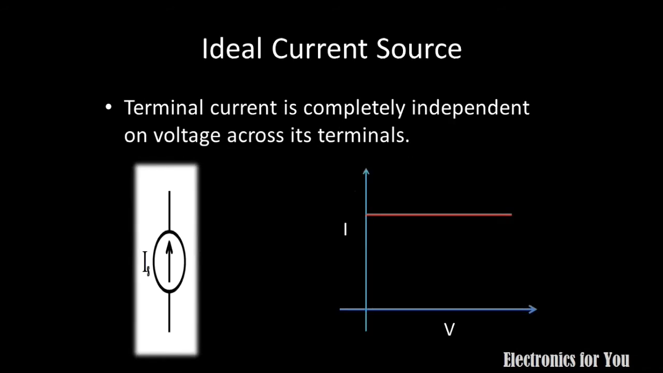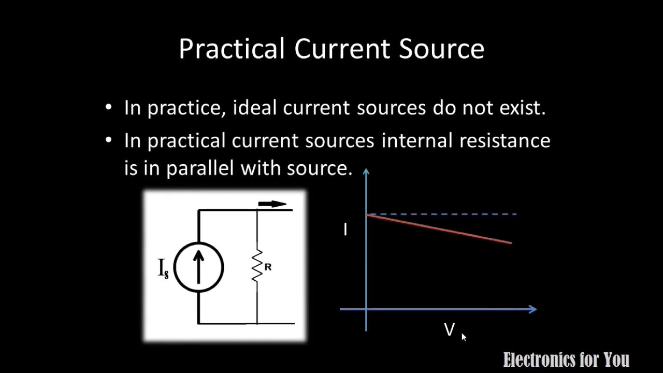The next point is the ideal current source. Here you can see the symbol for the ideal current source. The arrow inside this circle indicates the direction of current. An ideal current source provides a constant current for any value of voltage. But in practice also, ideal current sources do not exist. Therefore, practical current sources are used.